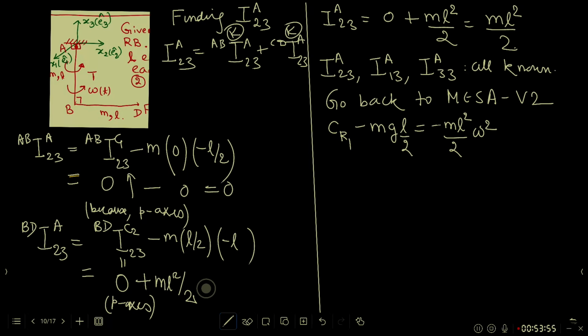No, not right. CR2 turns out to be ML square by 2 omega dot. Okay, then I get the third equation as T equals ML square omega dot by 3. So these are coming from the MESA V2 equation set. All right.